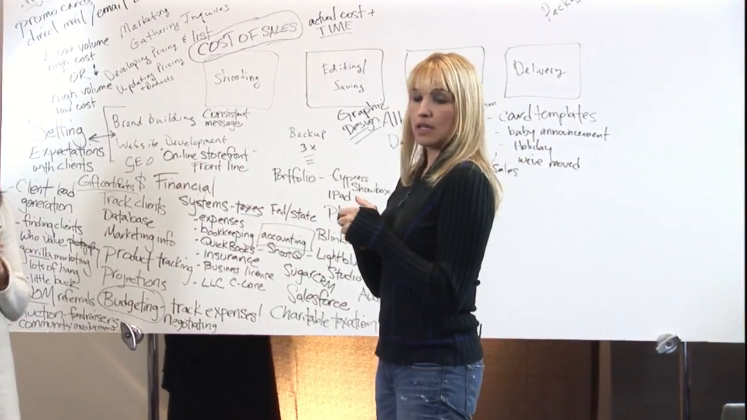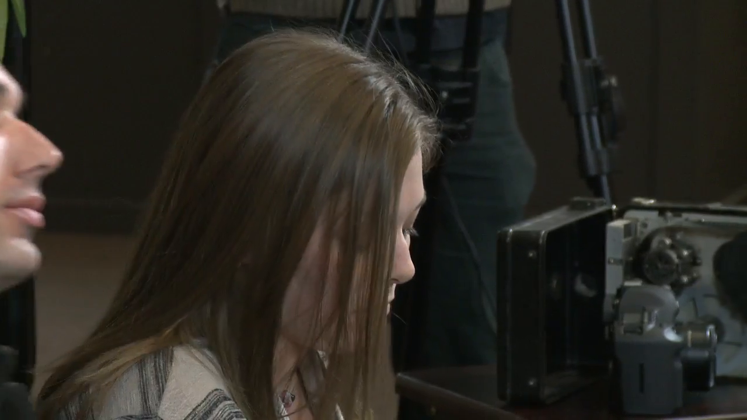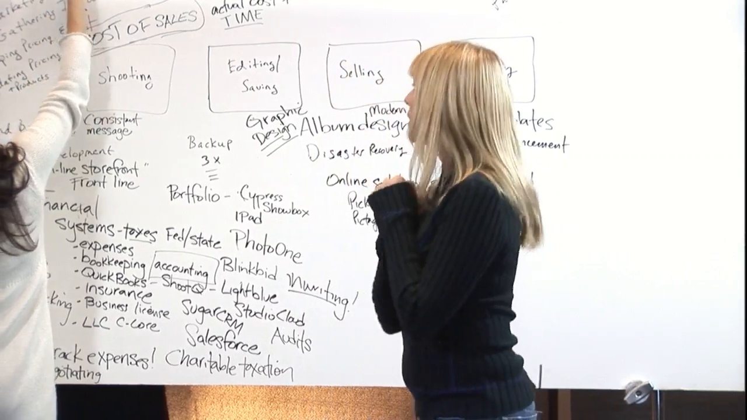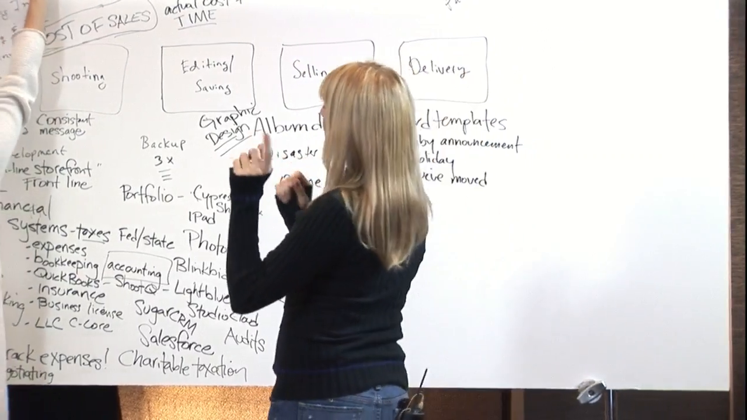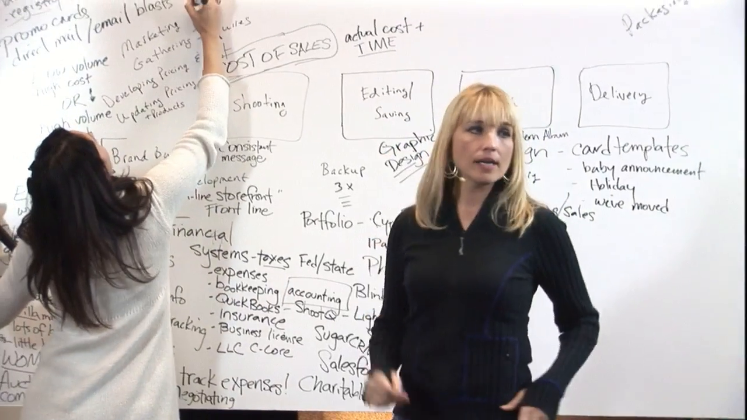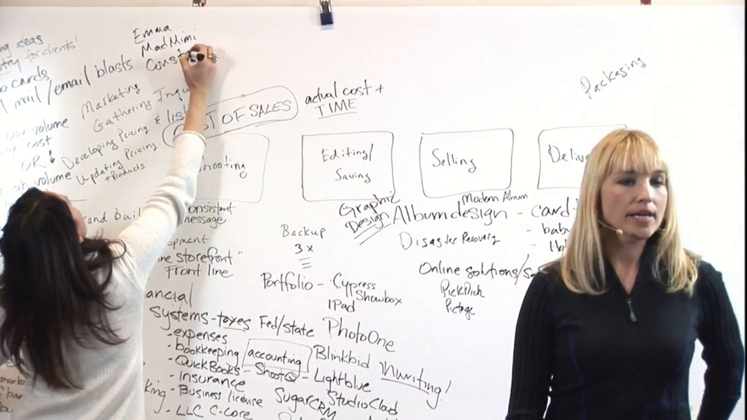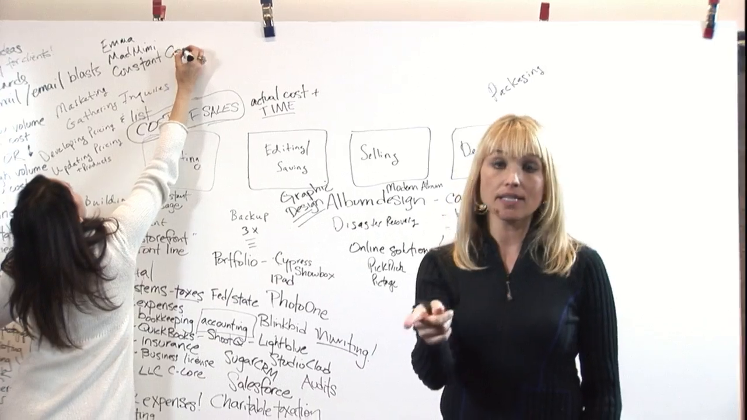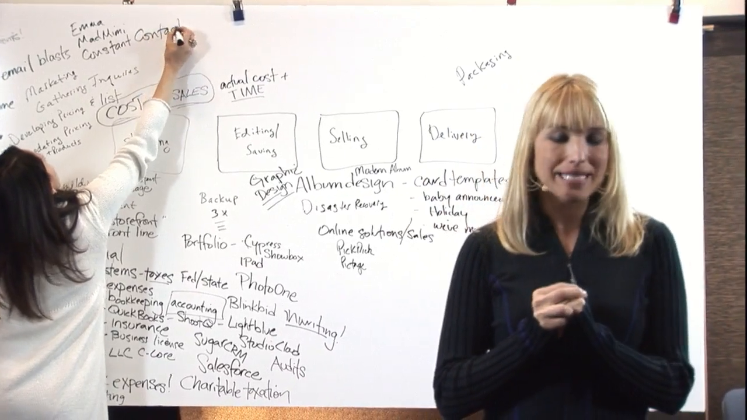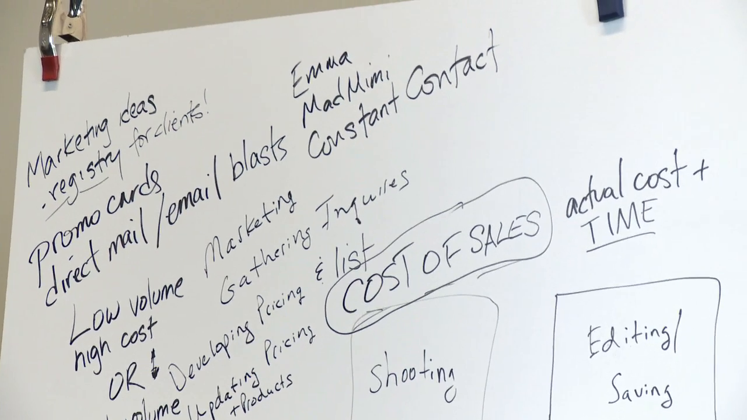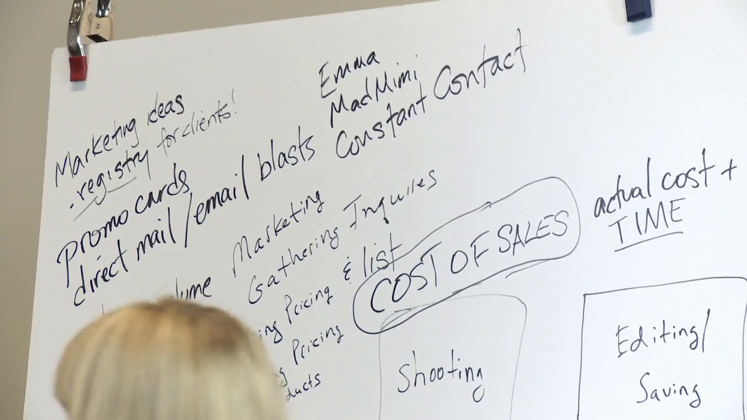Do you have an email blast company that you use? We use MyEmma for our newsletter. There's also Constant Contact, and there's Mad Mimi. Things to look at when you're deciding who you want for your newsletter, email blast sort of thing: tracking.